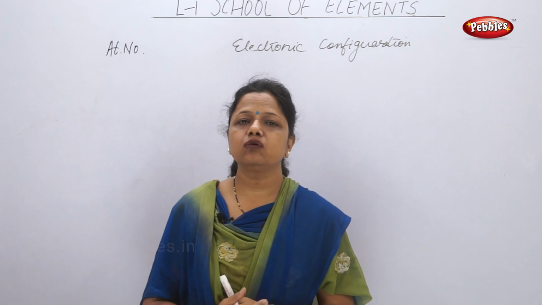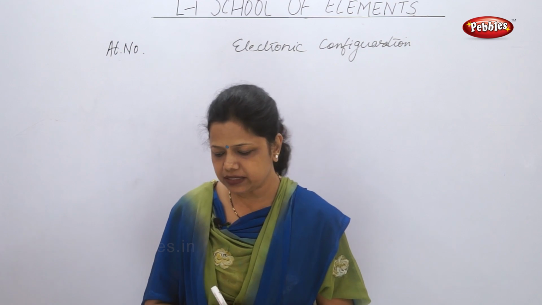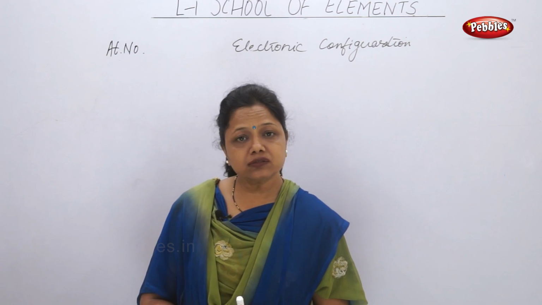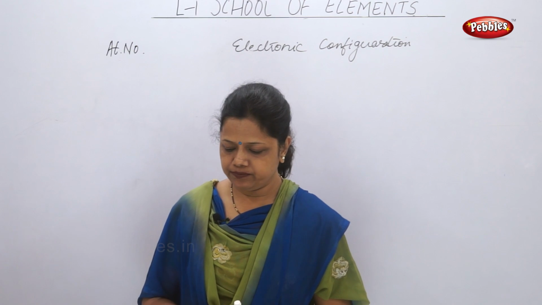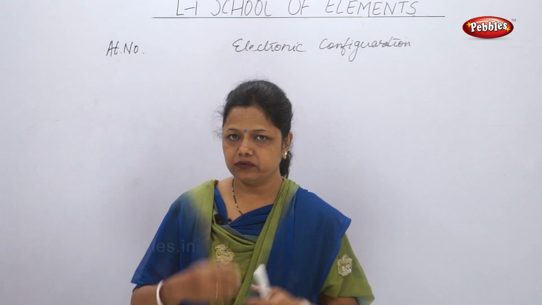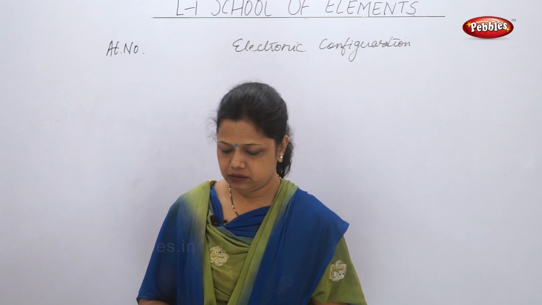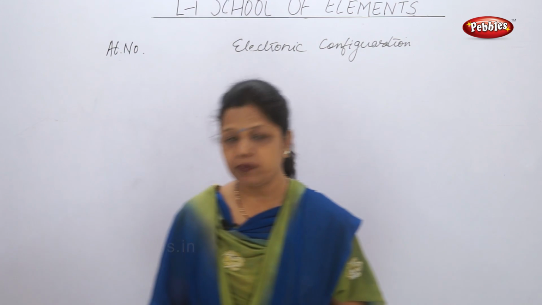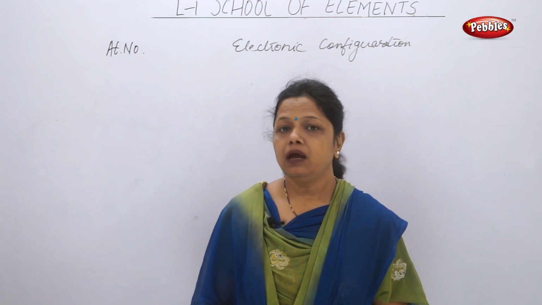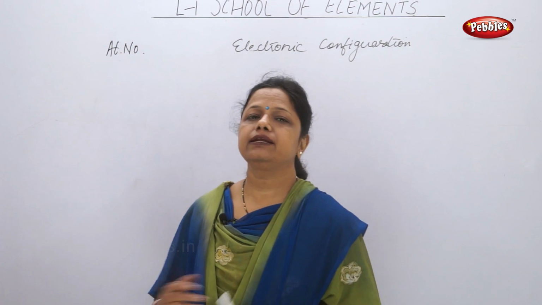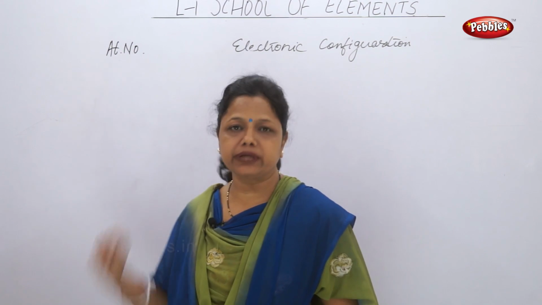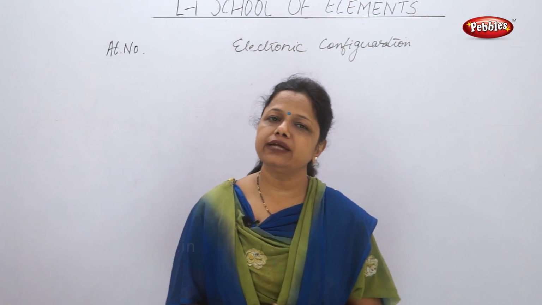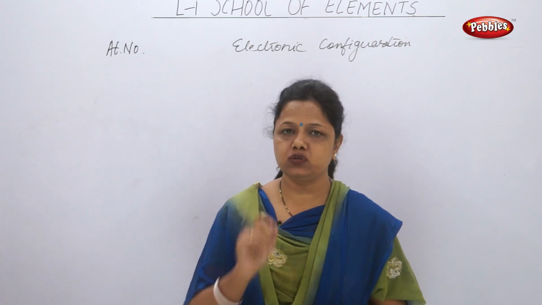Next activity will go to 1.5. Same page number 6. First question of 1.5 activity. You can also read along with me in your books. Write the electronic configuration of elements from atomic number 11 to 18. We just saw how to write the electronic configuration of 1 to 10. Now we'll see how to write the electronic configuration of 11 to 18.